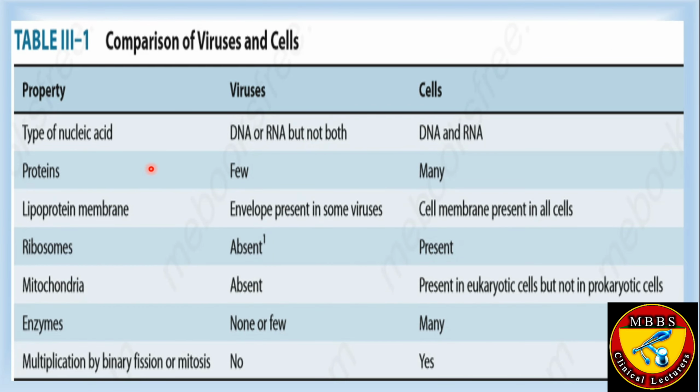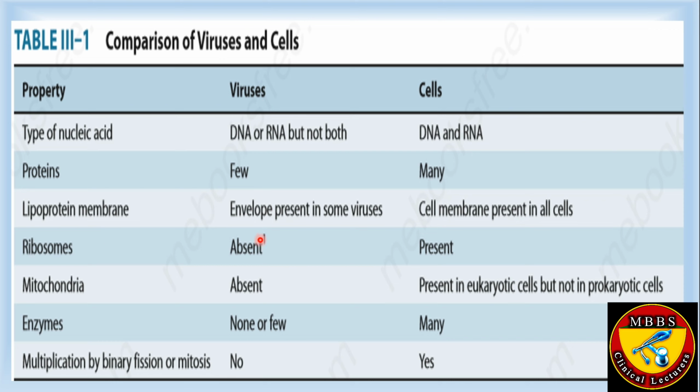Now how do we compare viruses with cells? Don't you think it's better to understand the difference between cells and viruses? In viruses, the nucleic acid can be either RNA or DNA, but never both. But in cells, we find both DNA and RNA. Proteins are very few in viruses, whereas there are many proteins in cells. The envelope, which is present in some viruses, is made up of lipoprotein membrane, whereas in cells, the cell membrane is present in all cells and is made up of lipoprotein membrane.